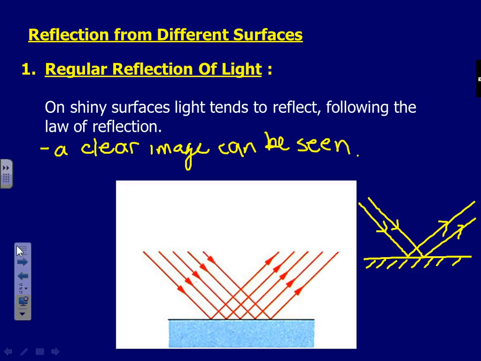Yeah, metal. Like any type of metal, like this chrome surface. Even though it's bent, if I look closely, I can see my face in there. Okay? And that's regular reflection. Even a piece of glass, you can sometimes see your reflection a little bit in there. You know what I'm talking about? That's regular reflection. Okay? If it's not regular reflection, the other type is called, oh, we've already got that written down, a clear image can be seen.